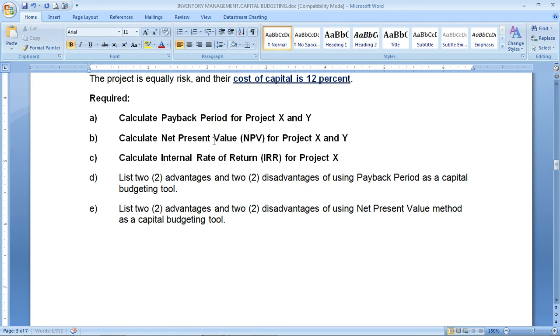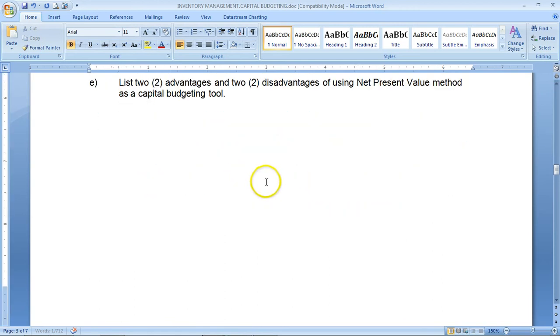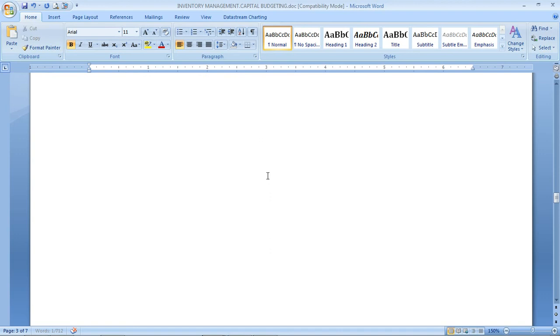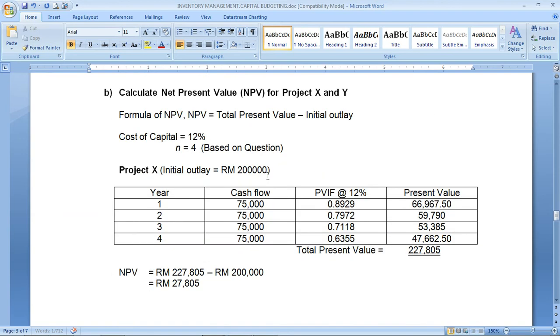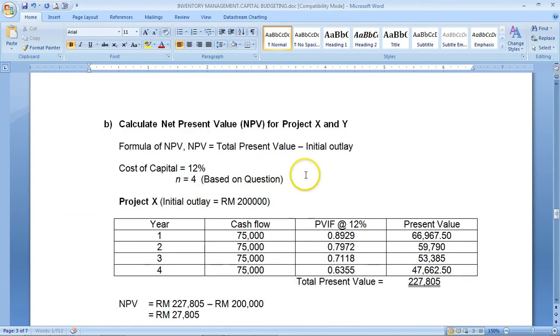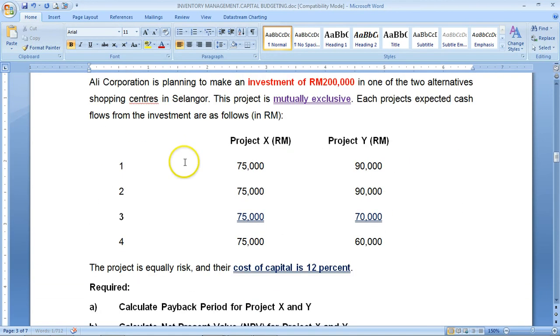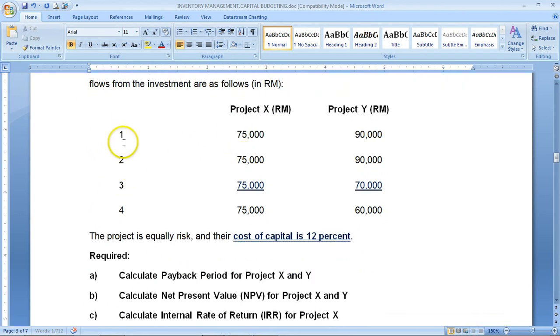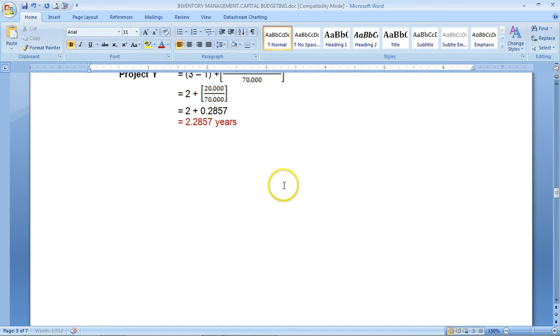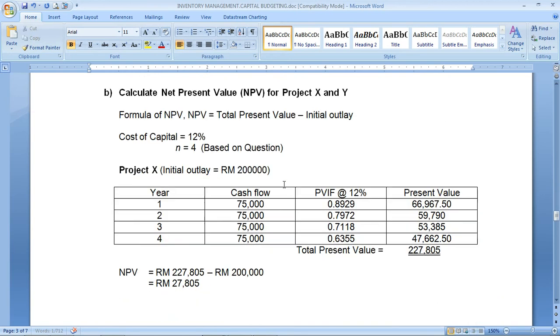Now, I want to proceed to NPV, net present value. So this is payback. When I scroll down, this is your NPV method. The NPV method is based on the question. You have to draw this table back. But based on the project, you settle project X first. Okay, how many years here? If the question has 4 years, you have to do 4 years as well.